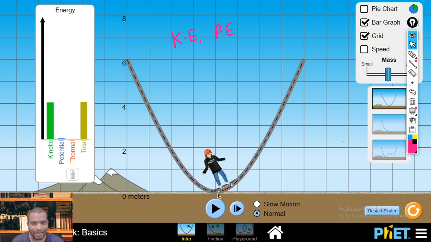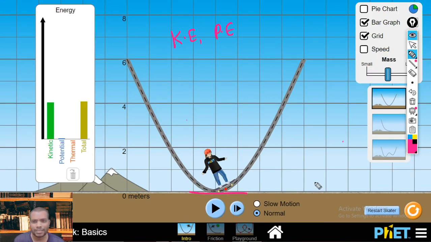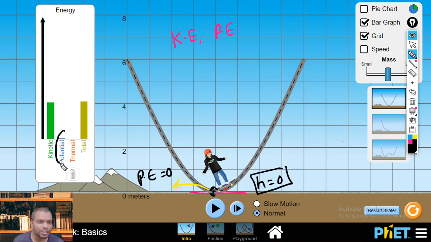Now let him be at the very bottom. So he is there. Now when he is there, what is the potential energy? Potential energy is equal to 0. Why? Because he is on the ground. There is no height. Height h equals 0. If height h equals 0, his potential energy is equal to 0.